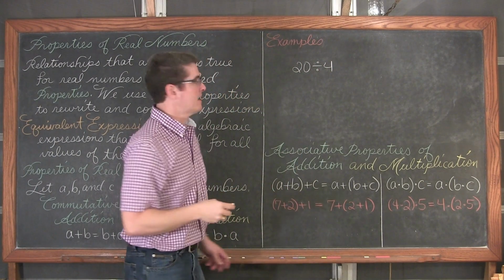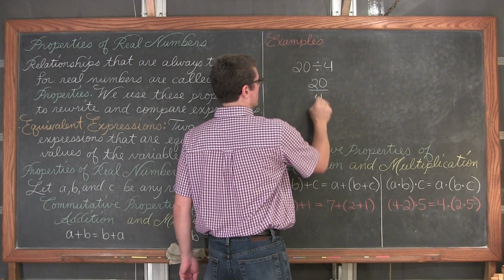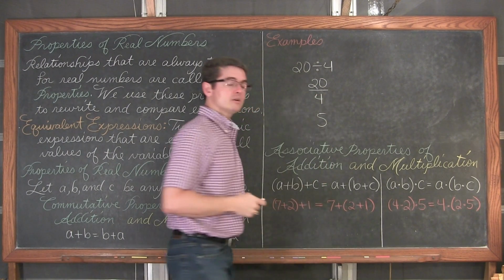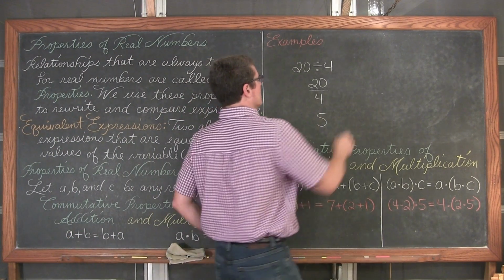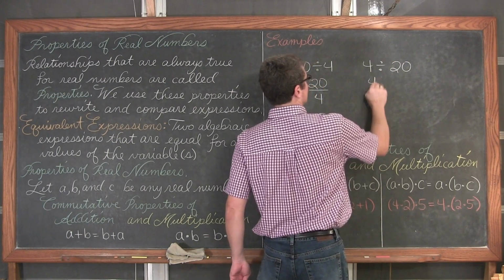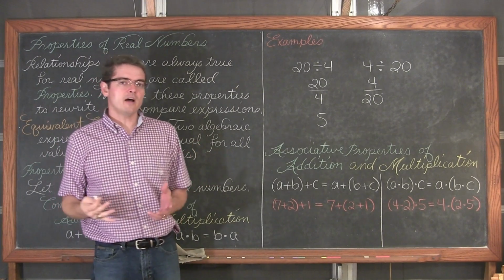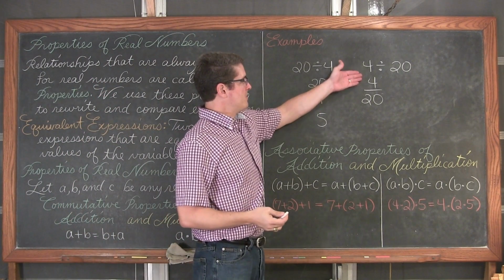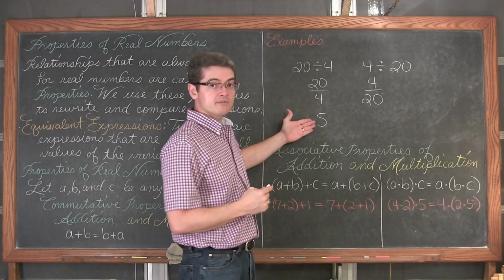Well, that is the same as 20 divided by 4, which, either way you look at it, is equal to 5. If I try and change this order around and write 4 divided by 20, well, now this time that doesn't equal 5 again, because it's the top number divided by the bottom, and 20 doesn't even go into 4 once, much less 5 times.